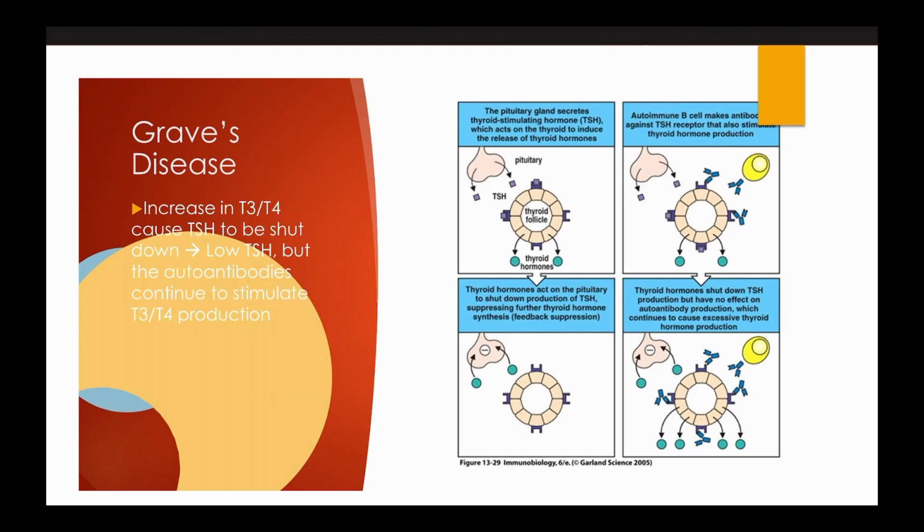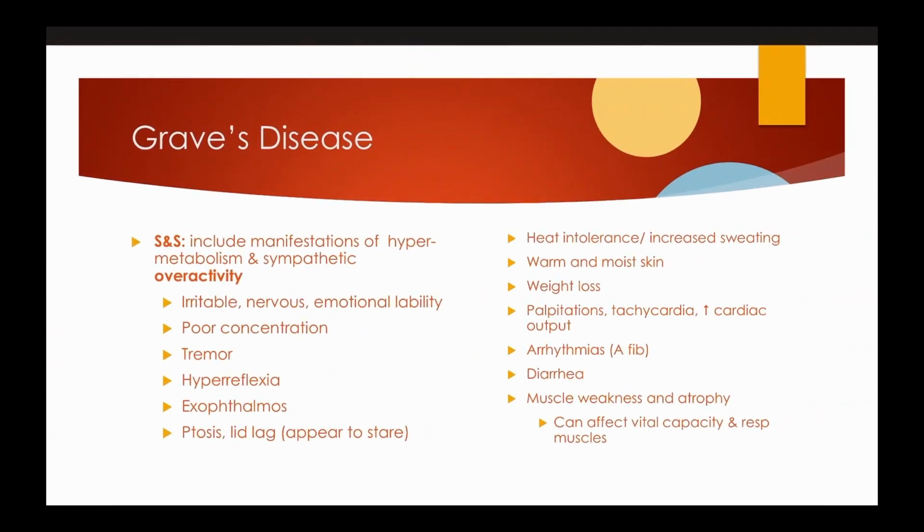Okay, so obviously we have an increase in T3, T4, which causes TSH to be shut down. So they have low TSH but high T3, T4. There is a table at the end of this lecture that gives everything splayed out for you very nice and neat. Okay, so basically it just turns it on. Signs and symptoms, anything to do with hypermetabolism, sympathetic overactivity, irritability, poor concentration, tremor, hyperreflexia. These are signs of hyperthyroidism. So hypo is just the opposite.